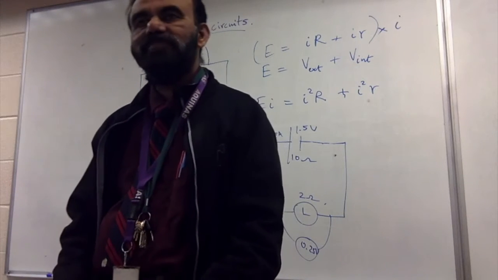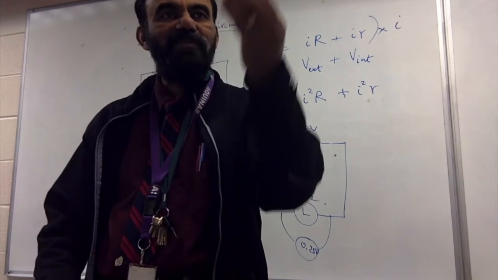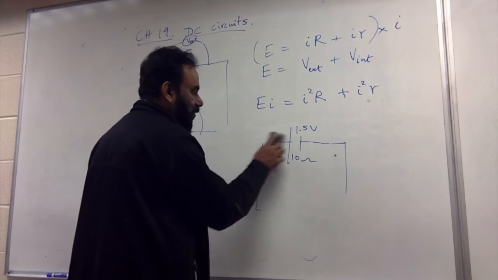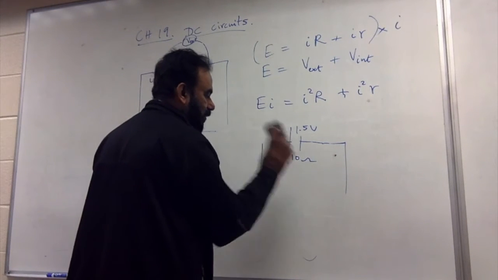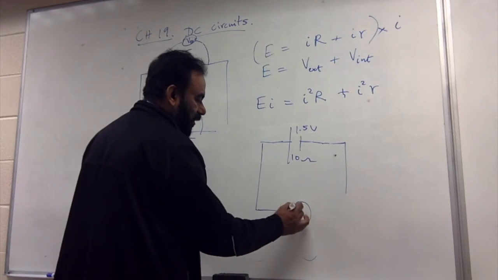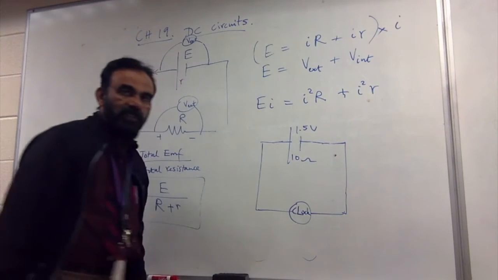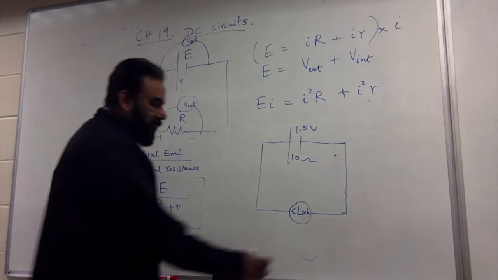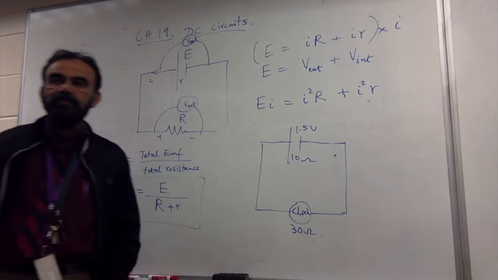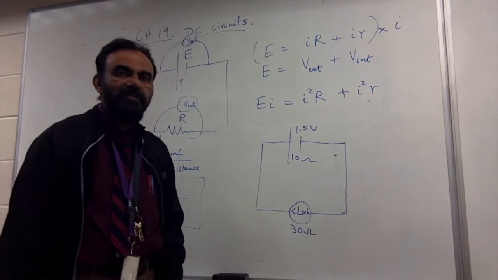Let's say the clock. If I'm going to use this for the clock, will the clock run? Even though this is not able to drive the light bulb, will the clock run? So let's look at it that way. Now it is 10 ohms internal resistance. And now this is the clock. The resistance of the clock mechanism is 30 ohms.